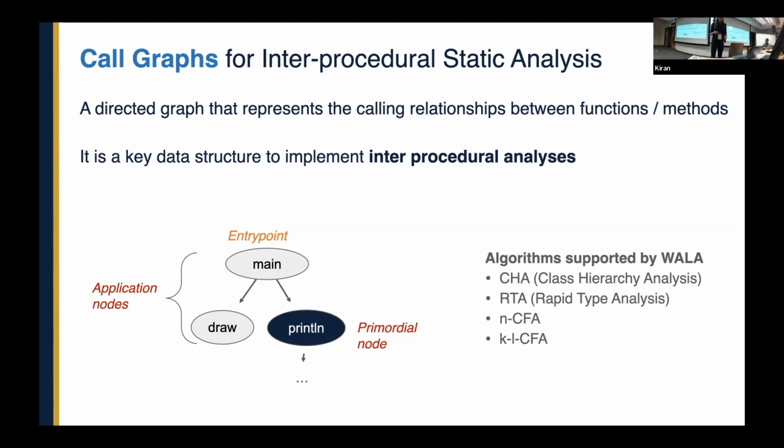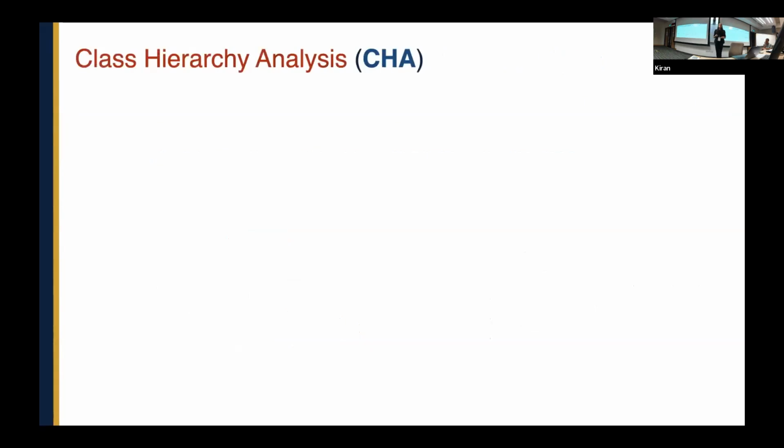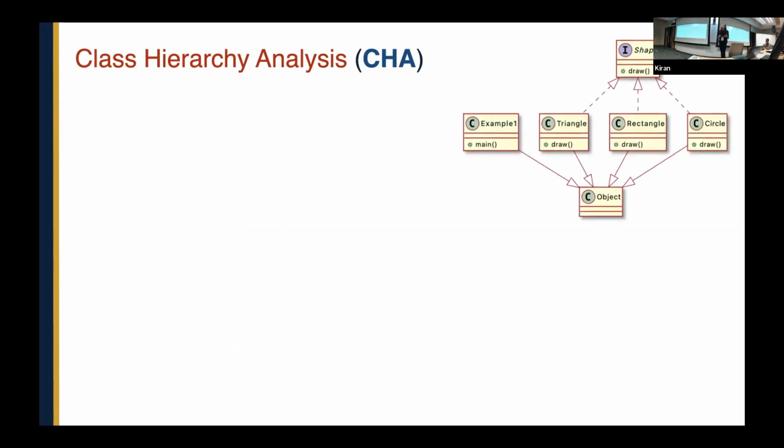So let's start talking about the first algorithm, which is class hierarchy analysis. This is a very basic algorithm. It's very cheap to compute. And the idea is that you would like to rely on class hierarchy information to build a call graph. So for example, here, let's say I have an interface called Shape, and that interface defines a method called draw. Then I have three concrete classes, Triangle, Rectangle, and Circle, that implement that interface. Each of those classes provides a concrete implementation for the draw method.